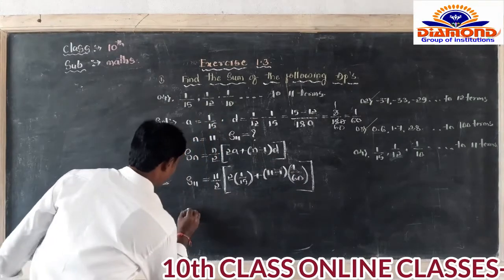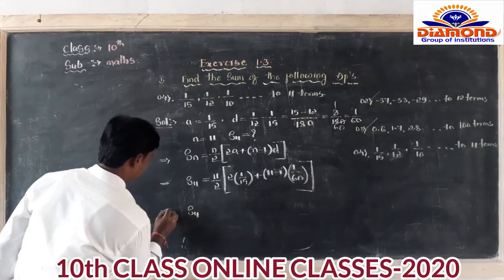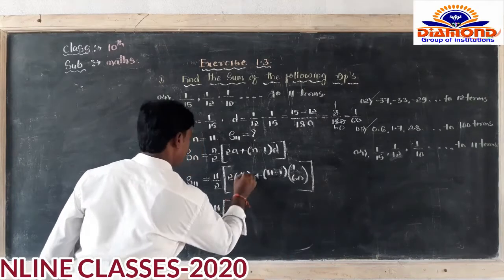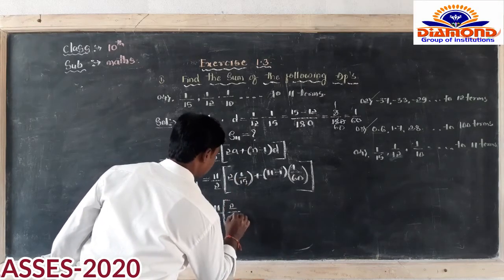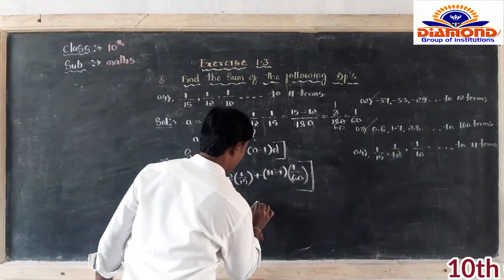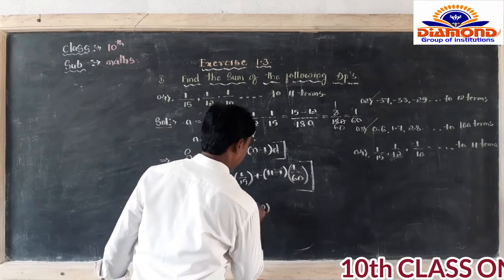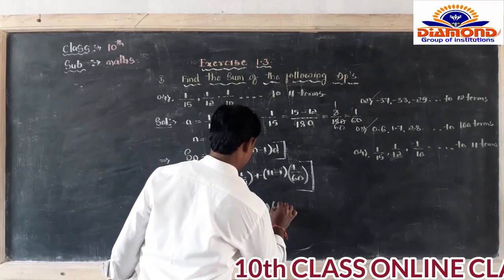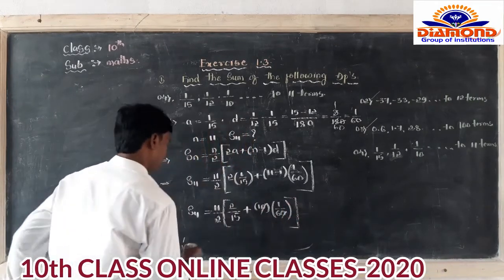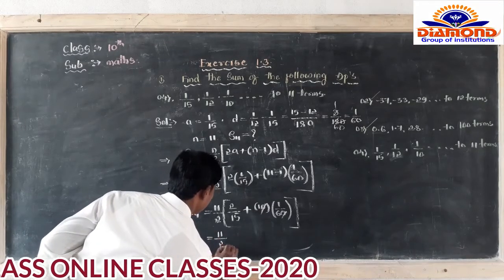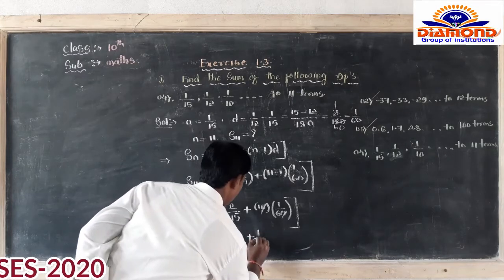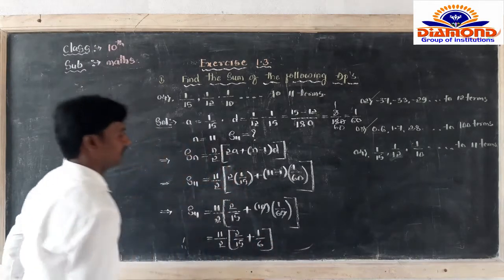So now dear students, the sum of the 11th term is equal to 11 upon 2 as it is in the bracket, 2 upon 15 also as it is, plus 10 (9 plus 1 is 10) into 1 upon 60. The zeros get cancelled. So next step is what? 11 upon 2 as it is, bracket 2 upon 15 and plus 1 upon 6.